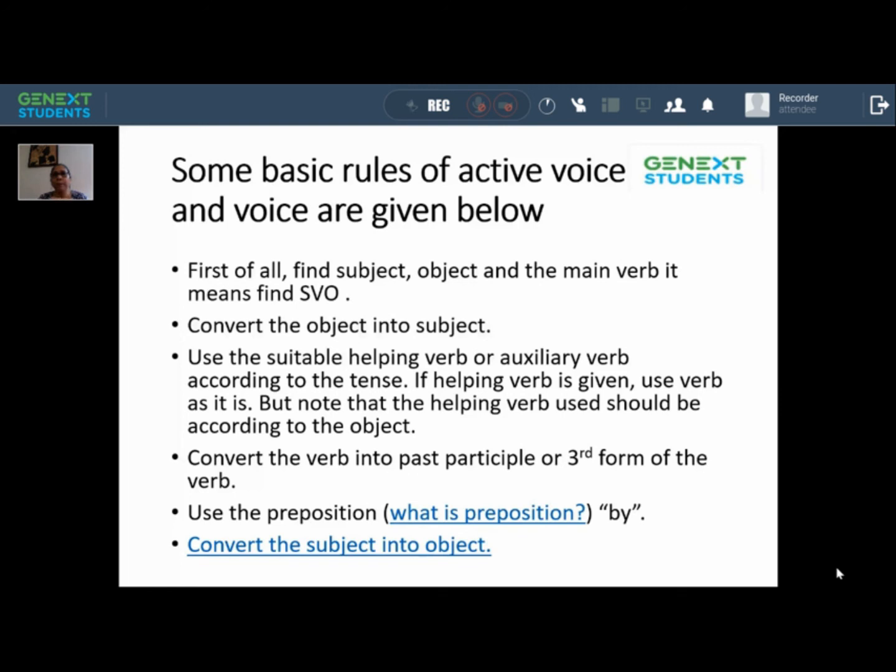You may make use of a preposition by. Okay, but not necessarily that by is there. This is one easy way to identify which voice the sentence is in. If it is a passive voice, by is the sure short way of knowing that this is in passive voice. But it need not be. It has to be that just the verb has to be in the passive voice. Remember. Okay, so these are the few things that you need to keep in mind.